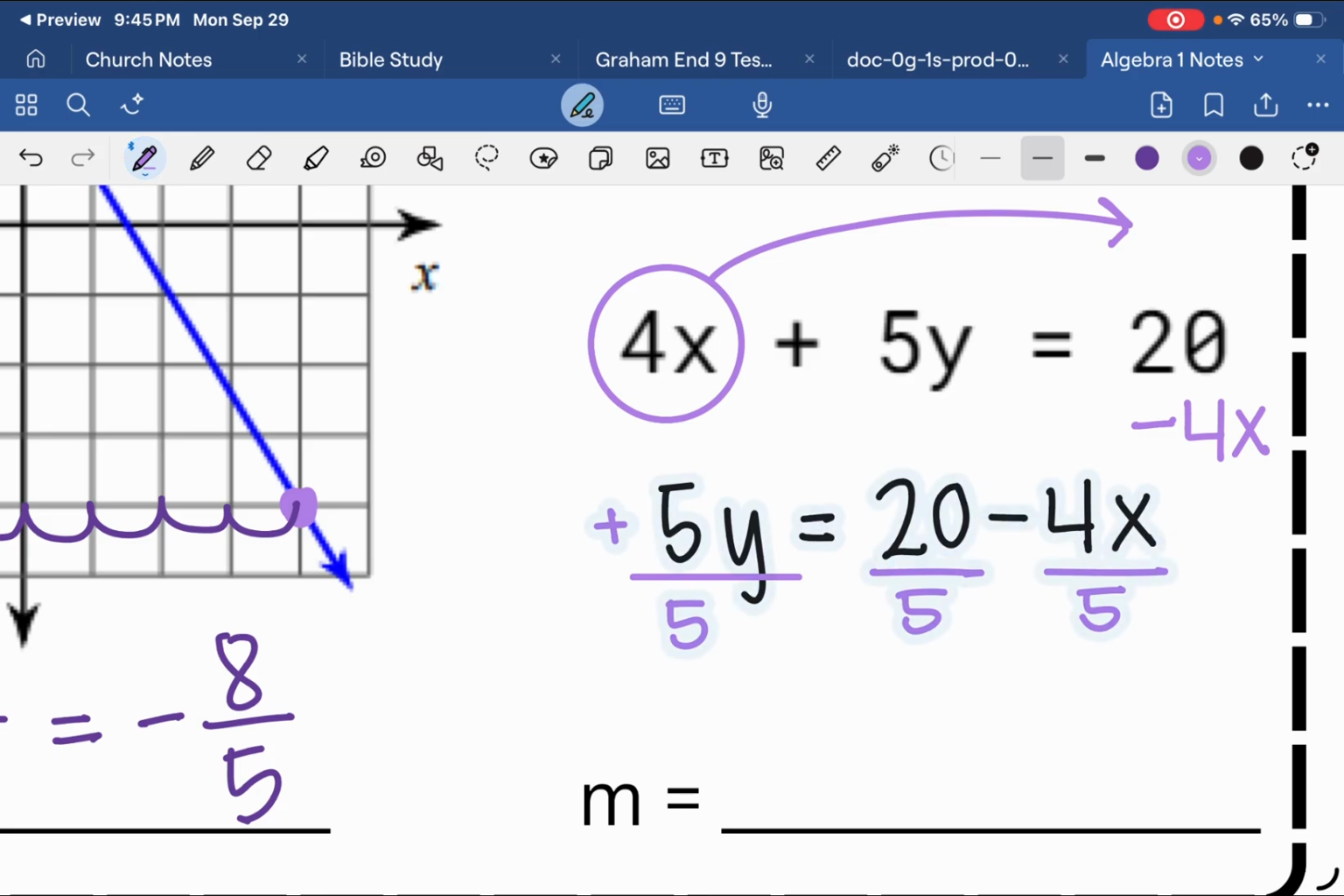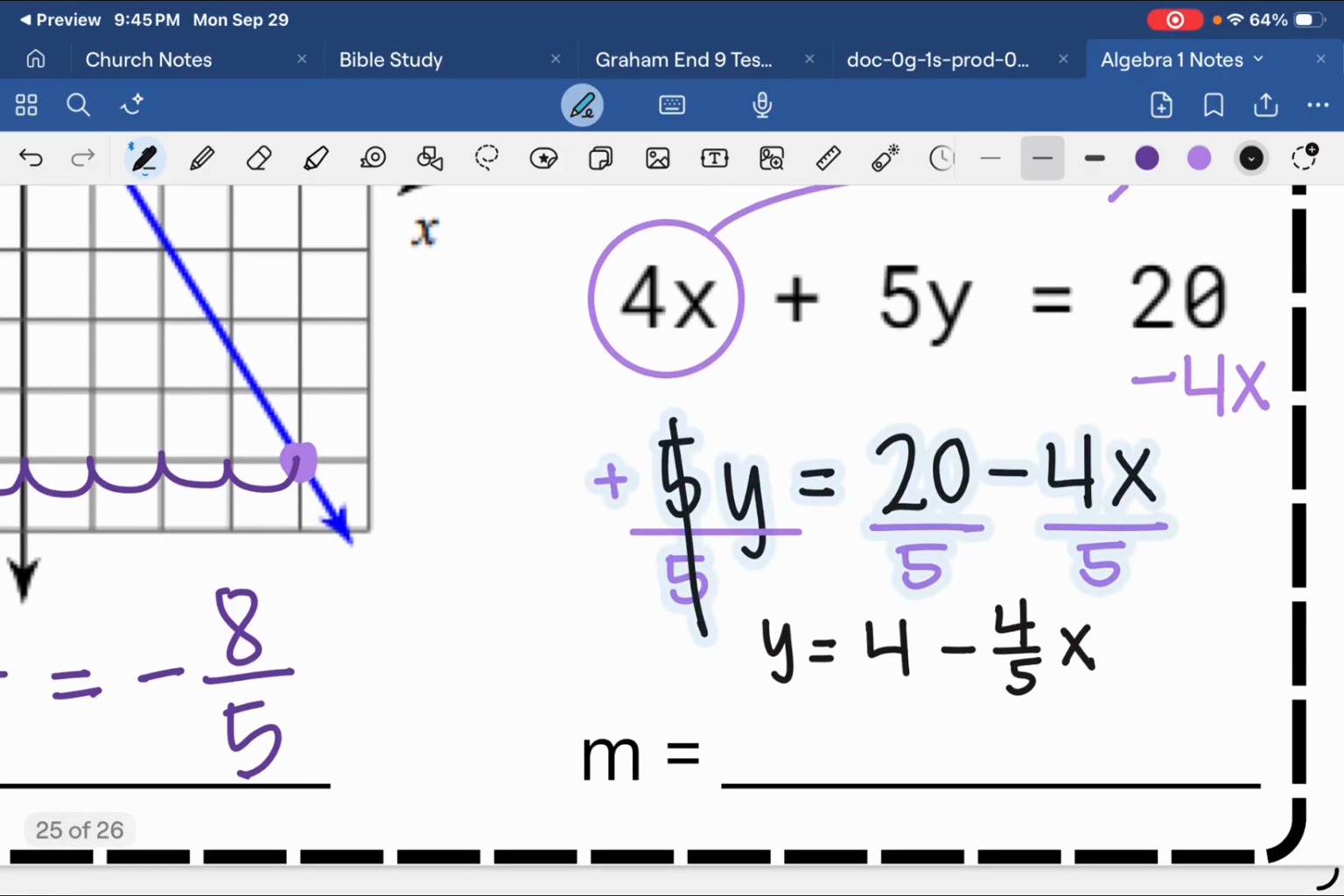So when you divide those, right, these cancel out. I don't have enough room, right? And you won't either, but 20 divided by 5 is 4. And then remember, whenever it is already with x, you just leave it in a fraction. So my slope here is again the number with x. So my slope here is negative 4 over 5.